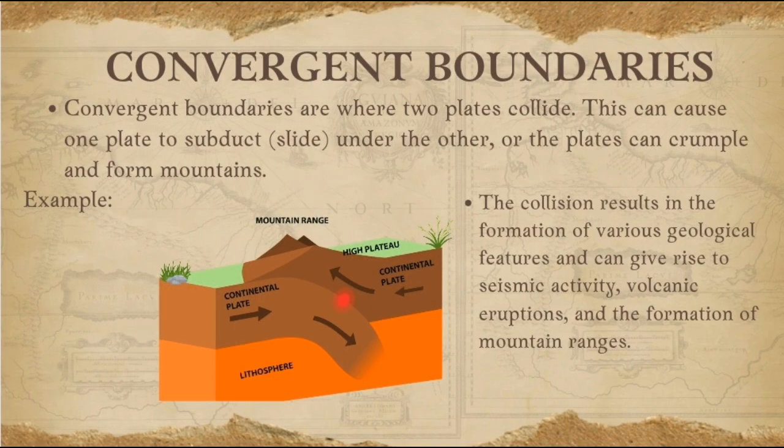What is convergent boundary? Convergent boundaries are where two plates collide. This can cause one plate to subduct under the other, or the plates can crumple and form mountains. Now, as you can see in the diagram, two plates collide, which causes one plate to subduct and create a mountain. The collision also results in the formation of various geological features and can give rise to seismic activity, like volcanic eruptions and the formation of mountain ranges.